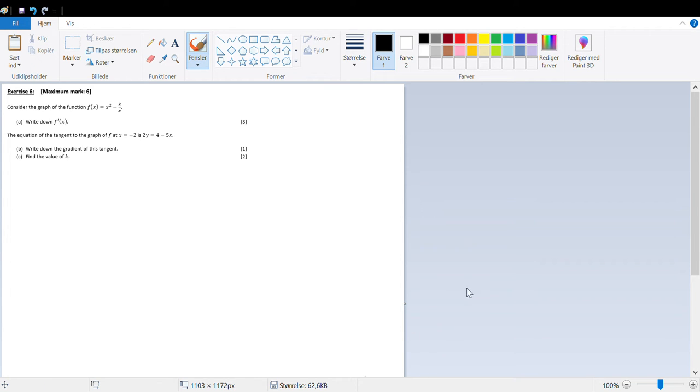Okay, we've come to a slightly tricky question. We are still on paper 1. We are now on exercise number 6. Consider the graph of the function f of x, x squared minus k over x. Write down f prime of x.